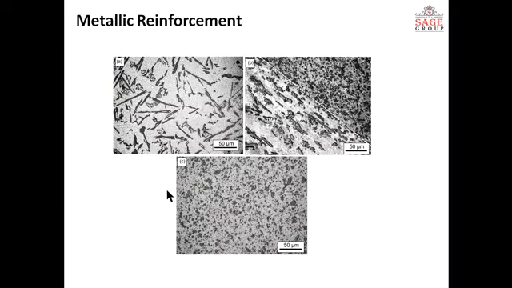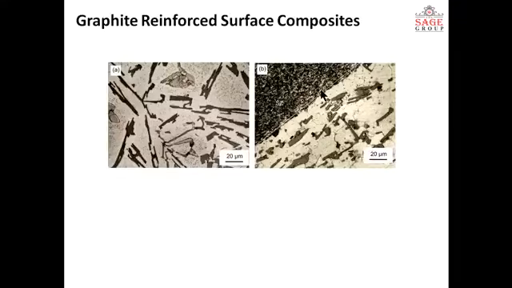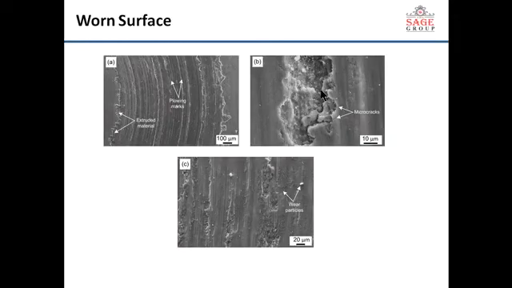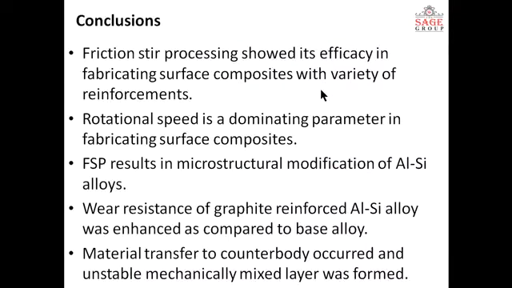And this is the friction stir processed material of an aluminum silicon alloy. You can see here acicular silicon, but after friction stir processing this acicular silicon breaks up into small fragments. So these are some micrographs, and the worn surfaces and the wear mechanism. These are some micrographs.